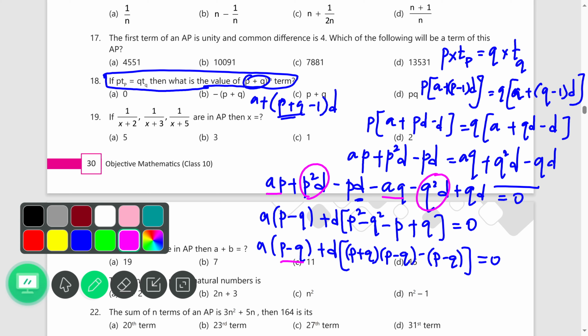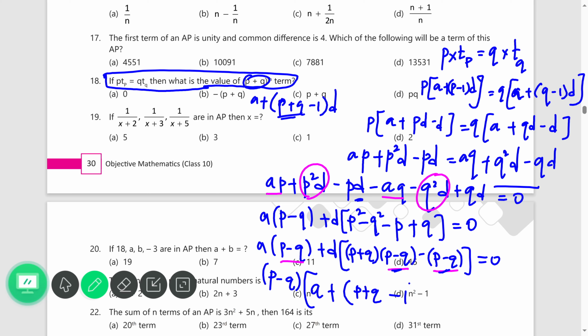Then what do I have remaining here? A plus P plus Q, this I took outside. P minus Q I took outside, this also I took outside. Then what do I have remaining here? Minus 1 into this D. D I am writing at the last, equal to 0. When I take it to the opposite side, divide. 0 divided by anything is 0, so leave that term. So A plus P plus Q minus 1 into D equal to 0. What can I say about this term?